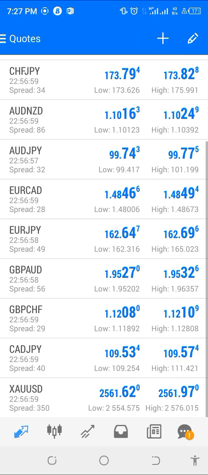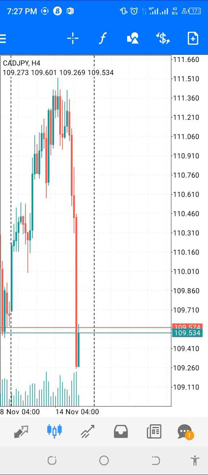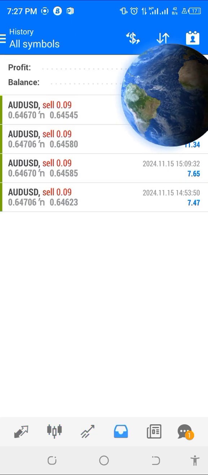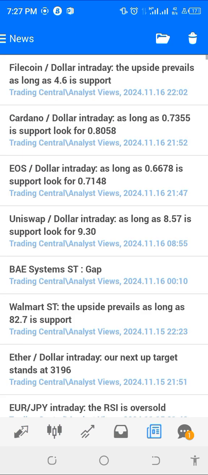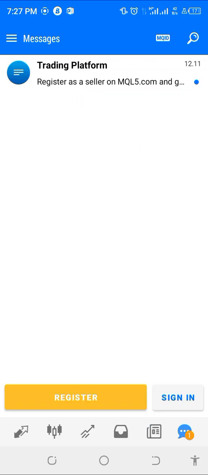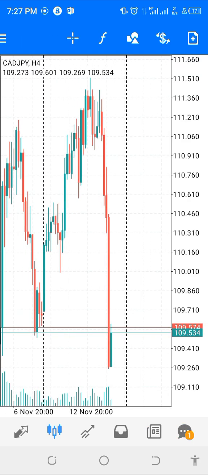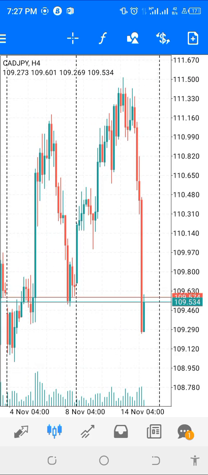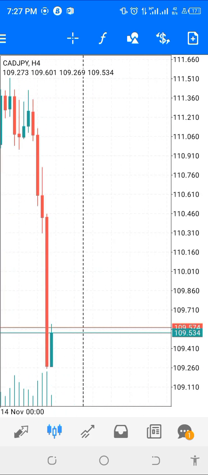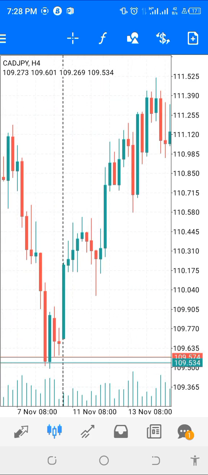I've spoken to us already about the growth, the chart, ongoing trade, close trade, economic calendar, and message on the MetaTrader platform. Now we're going to deliberate on the market, the chart. Now this is your market, this is the chart interface.